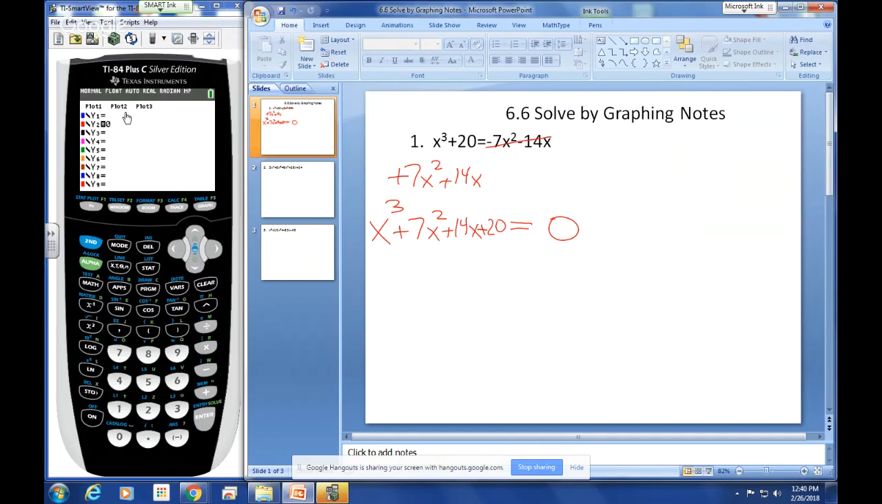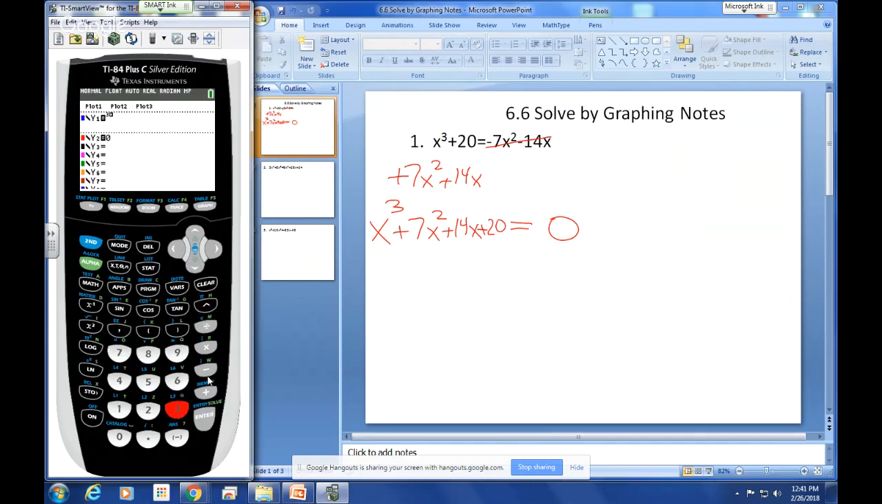So I go over to my calculator and type in this right here: x to the third, plus 7x squared, plus 14x, plus 20. And here's a big hint: this power right here, the highest power, tells you how many solutions we should end up having. Today we might find you should have at least that many, or at most that many. There's one solution.